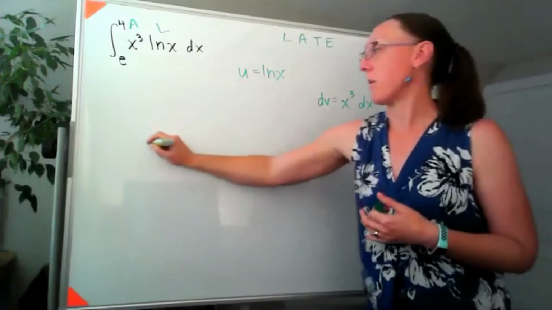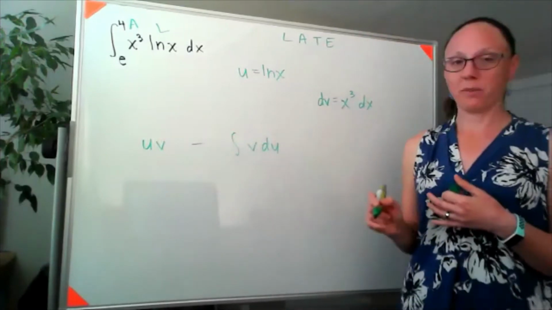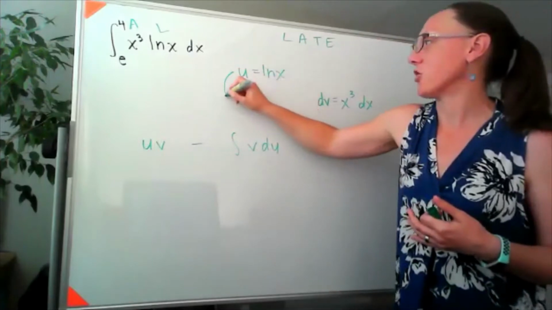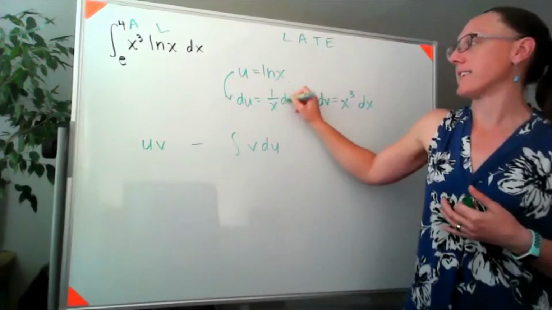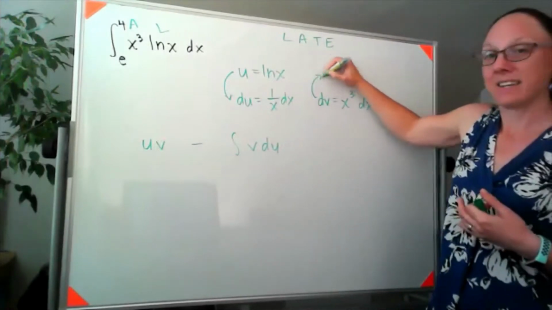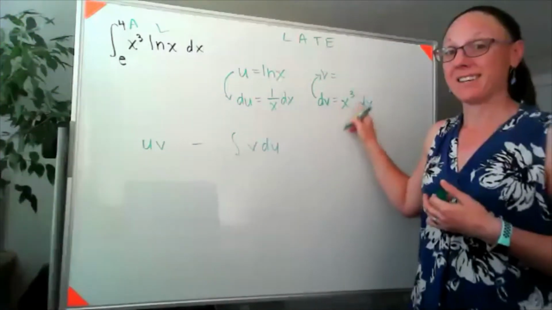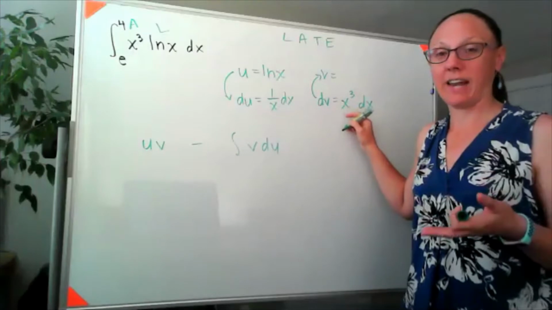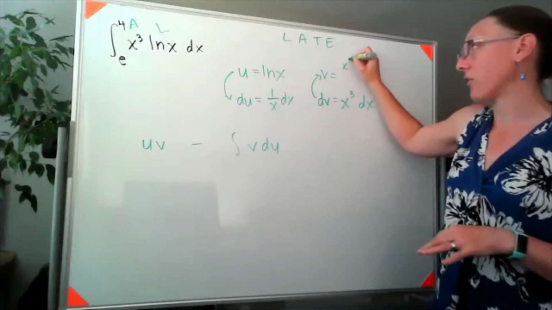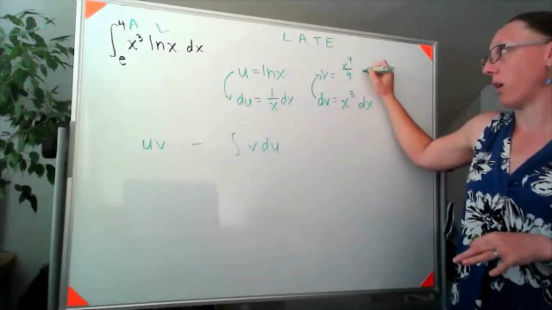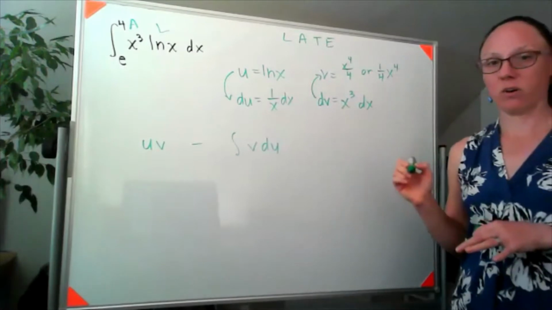In order to use my ultraviolet voodoo formula, I know that I need the derivative of u, so du is going to be 1 over x dx, and I need the antiderivative of dv so that I can get v back. Since I'm looking at an x cubed, I know I can add 1 to the exponent and divide by the new exponent, which I could write either as x to the 4th over 4 or 1/4 x to the 4th.